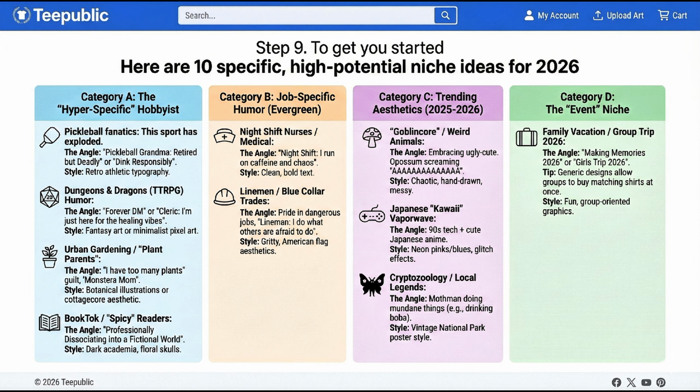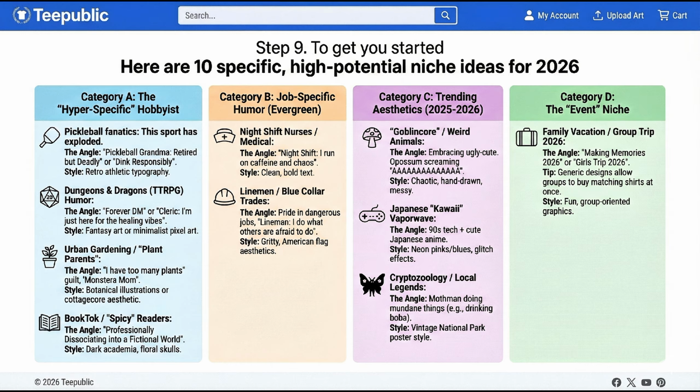And number 4, book talk. The romance novel community on TikTok is massive. Designs about professionally dissociating into a fictional world crush it here. Next up, let's look at job-specific humor. Number 5 is night shift nurses. Dark humor wins here. Think slogans like, I run on caffeine and chaos. Number 6 is blue-collar trades, specifically linemen or welders. Focus on gritty pride and doing the dangerous jobs others won't do.